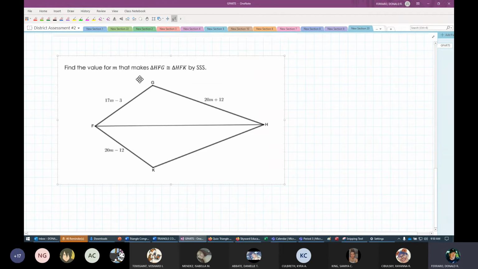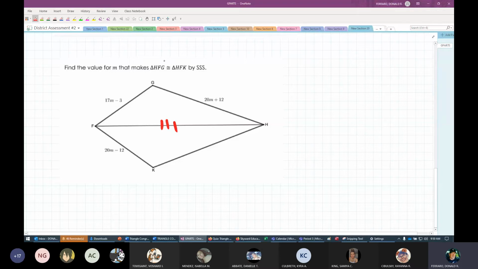I'm going to give you 3 minutes to figure out the value of M that makes triangle HFG congruent to triangle HFK. And this is by side, side, side. Now, remember something. We've got a shared side. We know that that's congruent, so I'll mark that with 3 lines. So FH is congruent on both of these.